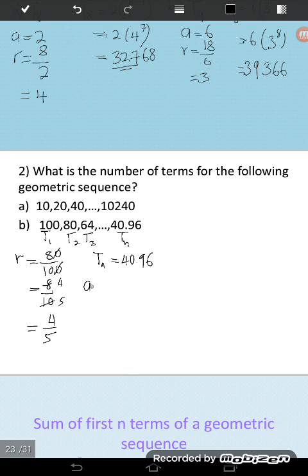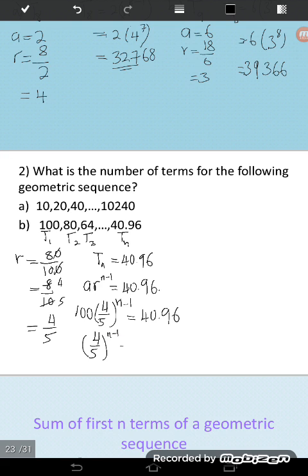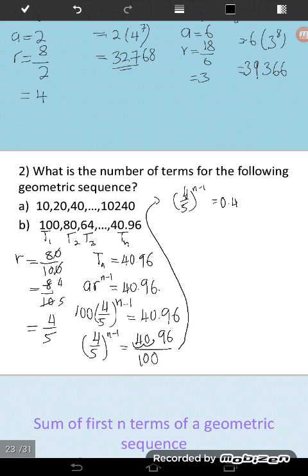Okay, so formula of Tn is A times R power of n minus 1, which is equal to 40.96. So A is 100, R is 4 over 5, power of n minus 1 is equal to 40.96. And then 4 over 5 power of n minus 1 is equal to 40.96 divided by 100. Okay, so 100 goes to the right and becomes division. So 4 over 5 power of n minus 1 is equal to 40.96 divided by 100, which gives 0.4096.